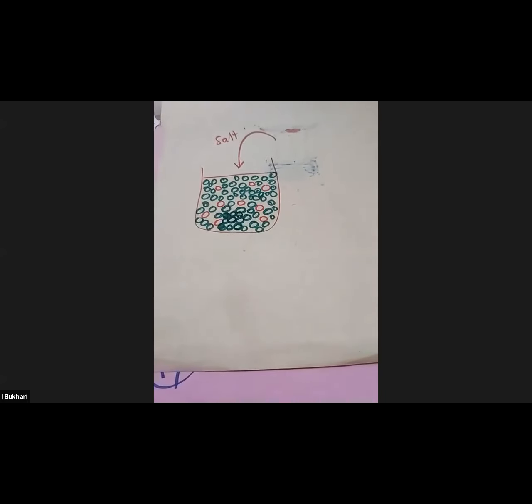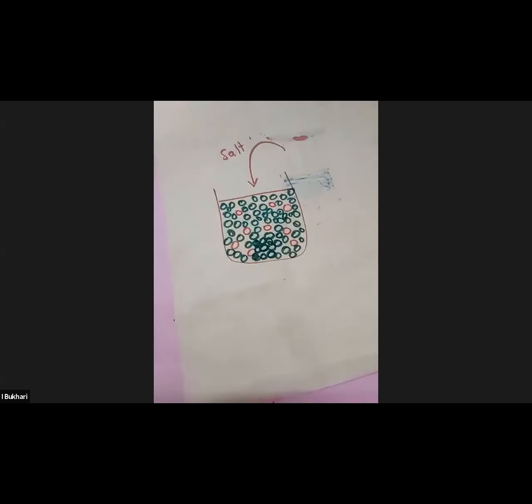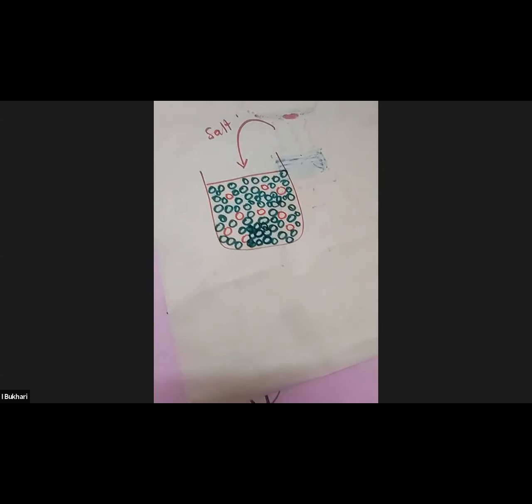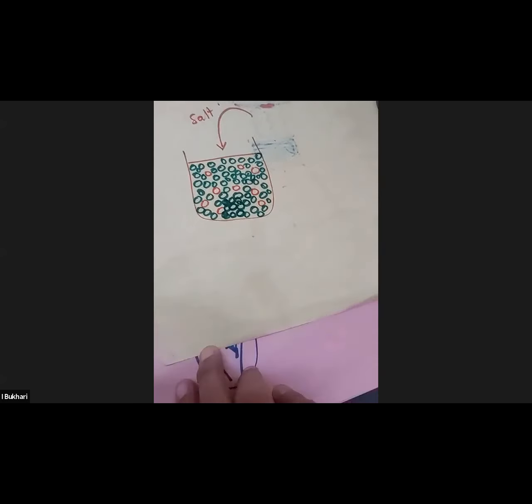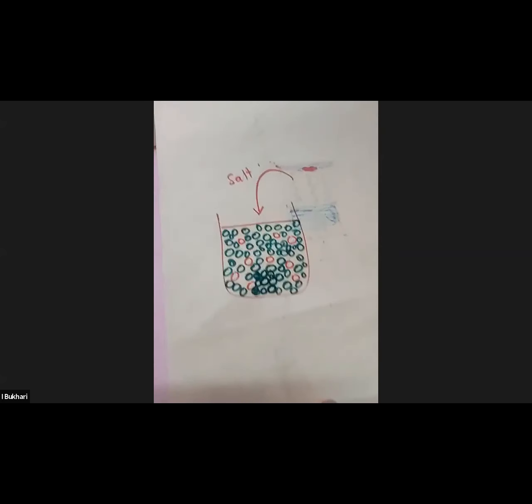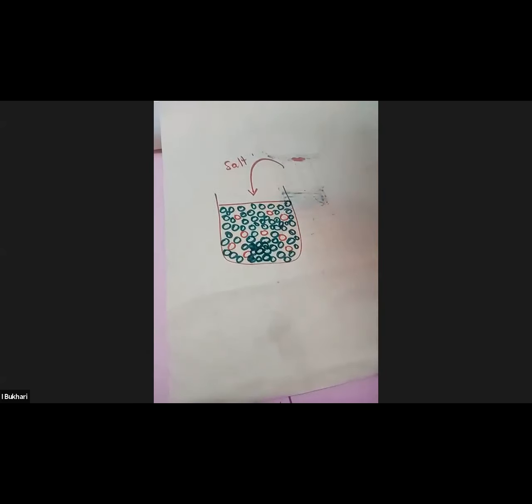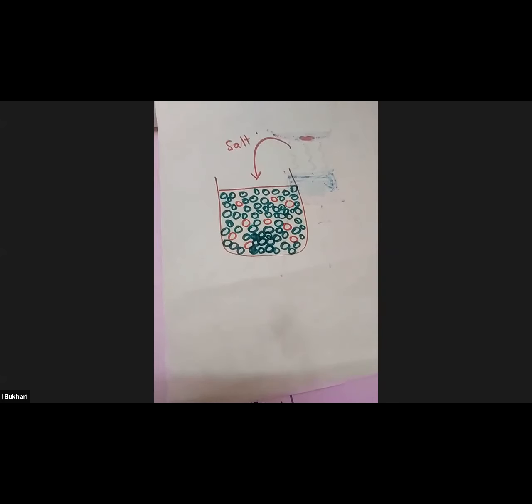Remember, this class is for 6th graders. Okay, so I know you don't know about ions, so just absorb whatever I'm saying, and then inshallah, when it will be your time, you will understand it better.